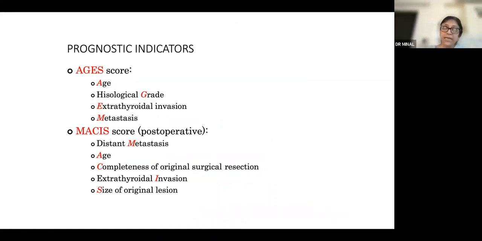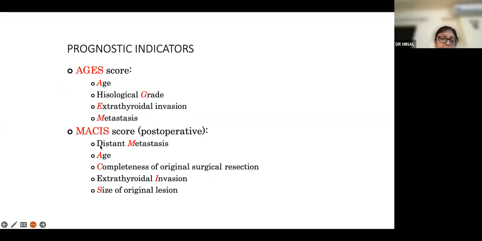Now, what are the prognostic indicators? So we have certain scores like the AGES score and the MACIS score. AGES score and MACIS score have few things in common. They take into consideration age, histological grade, extrathyroid invasion, and metastasis. Then similarly for the MACIS score, it is METS, that is again the distant metastasis, age, completeness of the original surgical resection, this is done post-operatively, and extrathyroidal invasion and the size of the original lesion.